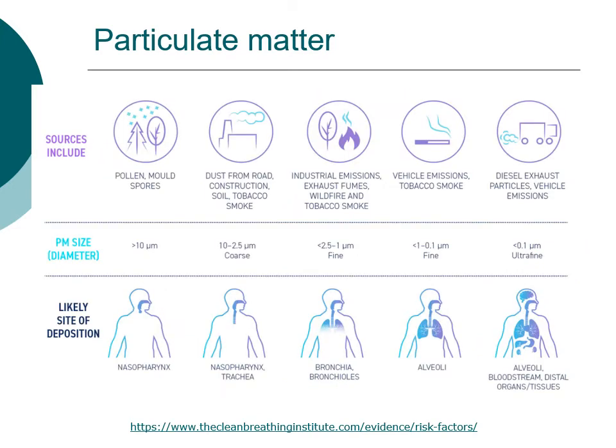Sources of particulate matter include pollens, mold spores, all the way to diesel and vehicle emissions. A number of other sources include dust. These are typically larger particulate matter. The emissions from diesel exhaust and vehicle emissions tend to be much smaller. And you can see this range from about 0.1 microns, this is ultra fine material, to greater than 10 microns.